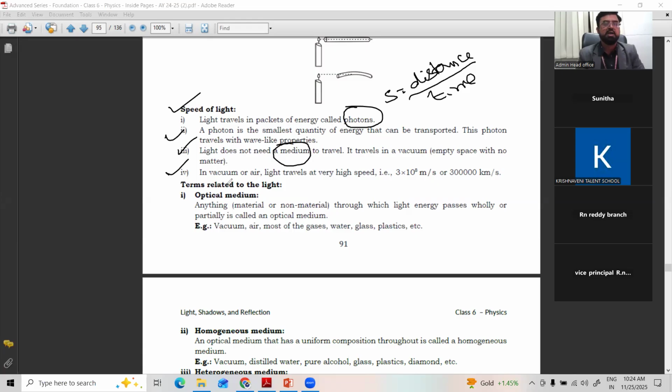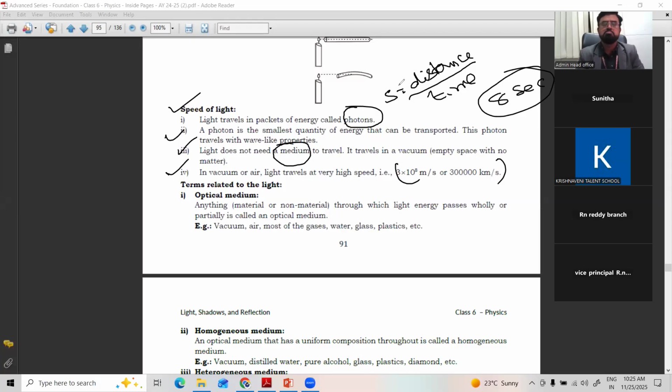Right? So in vacuum or air, light travels with very high speed. This is the speed: 3 into 10 power 8 meters per second. After 3, 8 zeros; in kilometers per second, after 3, 5 zeros. That much fast light will travel. That is the reason light reaches our earth from the sun in only 8 seconds. From sun to earth, light reaches in 8 seconds because of the speed with which it is traveling.